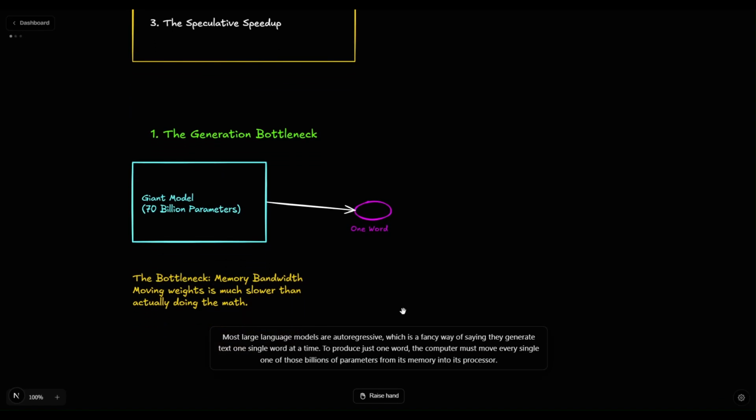Most large language models are autoregressive, which is a fancy way of saying they generate text one single word at a time. To produce just one word, the computer must move every single one of those billions of parameters from its memory into its processor. Imagine using a massive freight train just to deliver a single postcard. The train is the model, and the postcard is the word. Most of the time and energy is spent just moving the train. Because of this, the processor sits idle, waiting for data to arrive. Does it make sense why generating words one by one is so inefficient for these giant models?